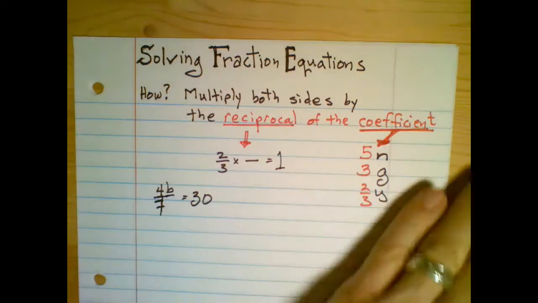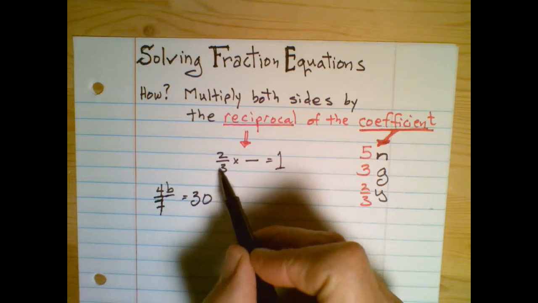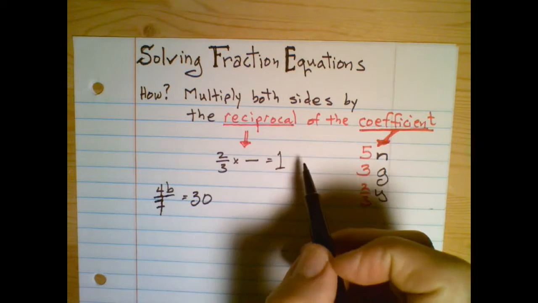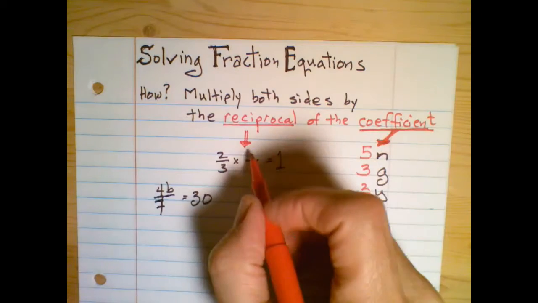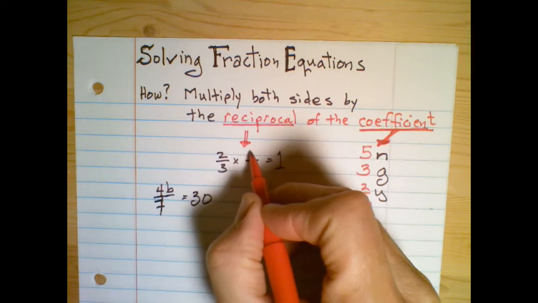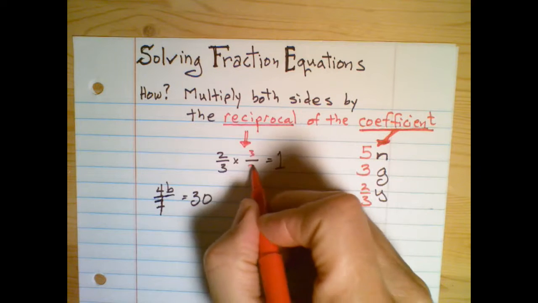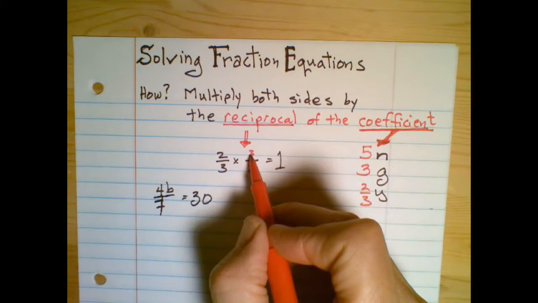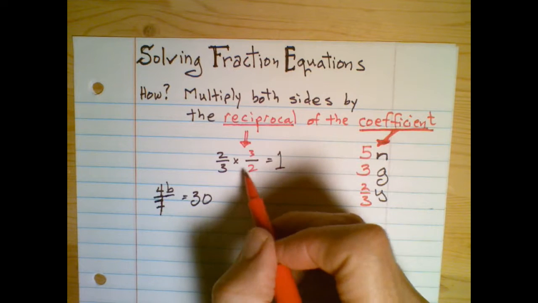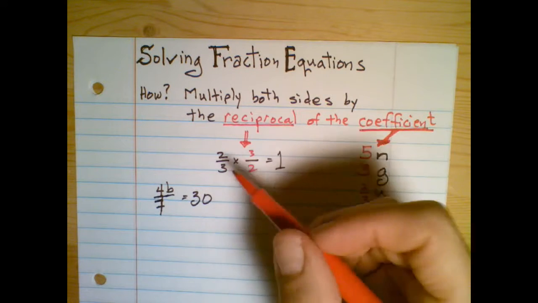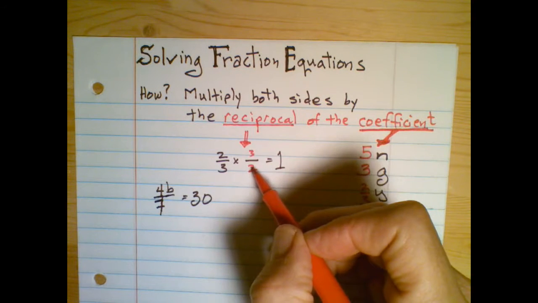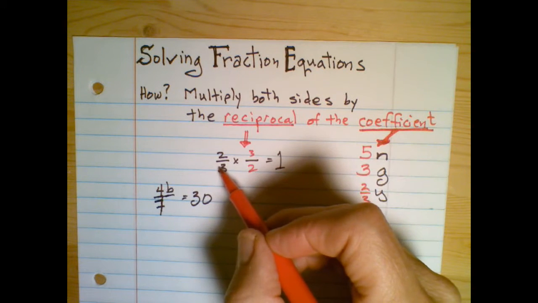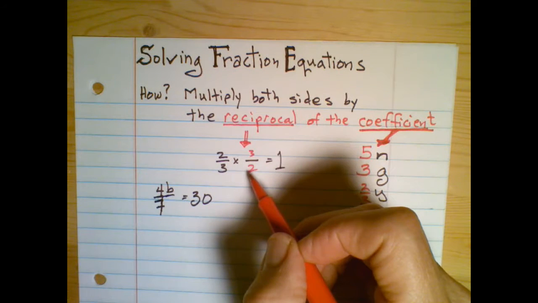Well, if I give you a problem like 2/3 times what equals 1, that should be pretty straightforward, because if I just take this fraction and turn it over, 2 times 3 will be 6, and 3 times 2 will be 6, and 6 over 6 is 1. So you can see you get it by simply taking a fraction and turning it over. So 3/2 is the reciprocal of 2/3, and 2/3 is the reciprocal of 3/2.